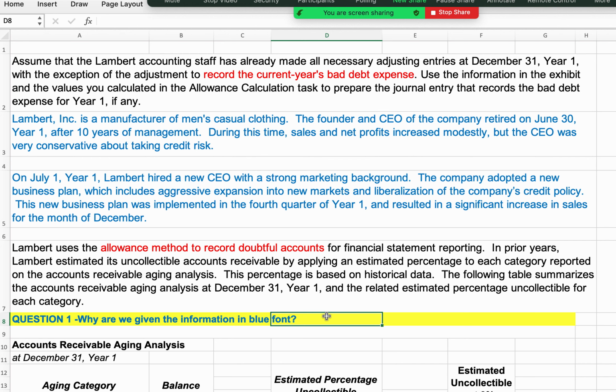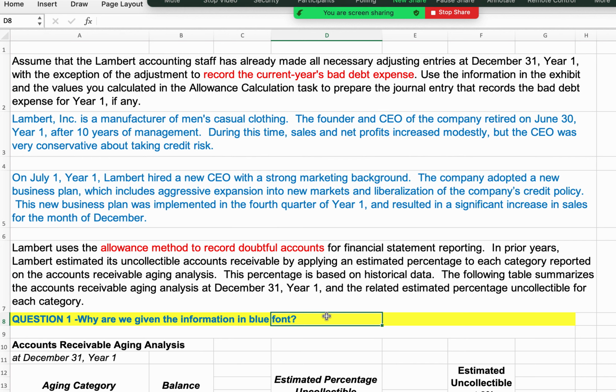Lambert Incorporated is a manufacturer of men's casual clothing. The founder and CEO of the company retired on June 30th, year one, after 10 years of management. During this time, sales and net profits increased modestly, but the CEO was very conservative about taking credit risk. On July 1, year one, Lambert hired a new CEO with a strong marketing background. The company adopted a new business plan, which includes aggressive expansion into new markets and liberalization of the company's credit policy. This new business plan was implemented in the fourth quarter of year one and resulted in a significant increase in sales for the month of December.